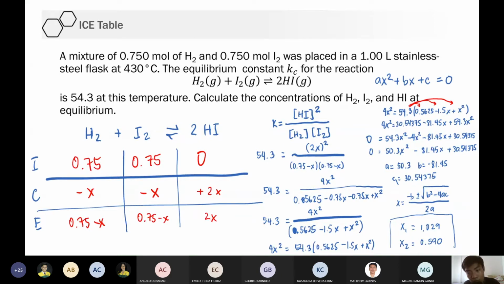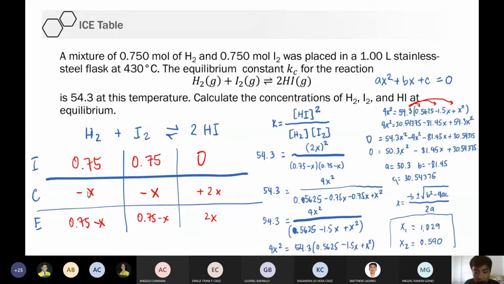Bakit? Kasi kapag yung x mo mas malaki sa I, kunwari, yung 1, 0.75 minus 1, sige. Negative 0.25 yon. May negative na concentration ba? Wala. Walang ganun. So again, ang pipiliin mo ay yung x value that is less than your I. Okay? Less than the initial concentration.